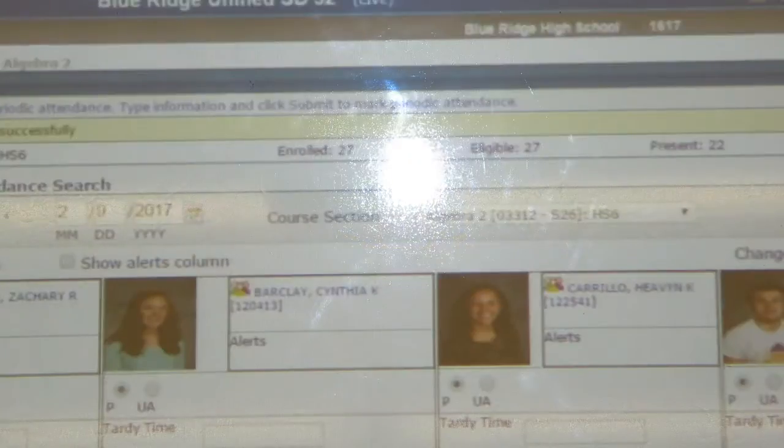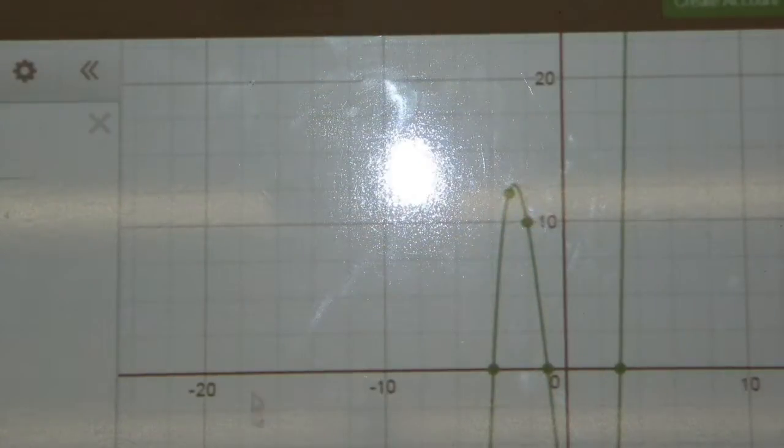Desmos. You can change the batteries if you're not sure. That's the first thing you gotta do, and then you check it. Those things right there are batteries. That's what you gotta change.